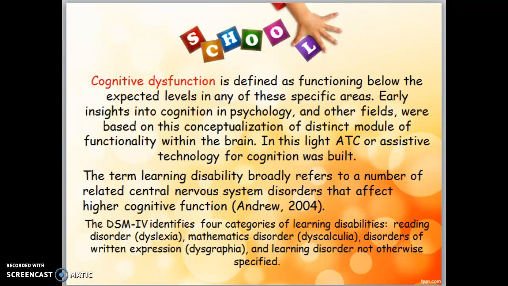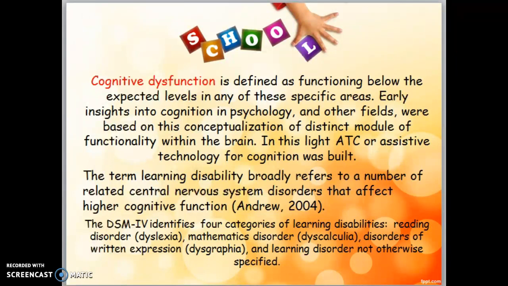Cognitive dysfunction is defined as functioning below the expected levels in any of these specific areas. Early insights into cognition in psychology and other fields were based on this conceptualization of distinct modules of functionality within the brain. In this light, ATC, or Assistive Technology for Cognition, was built. The term learning disability broadly refers to a number of related central nervous system disorders that affect higher cognitive function.